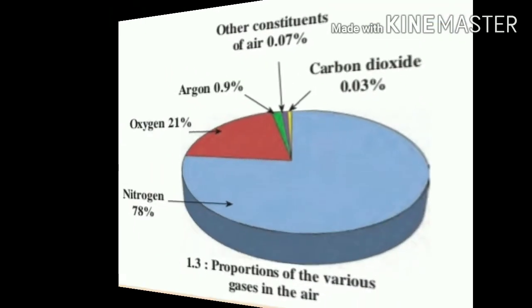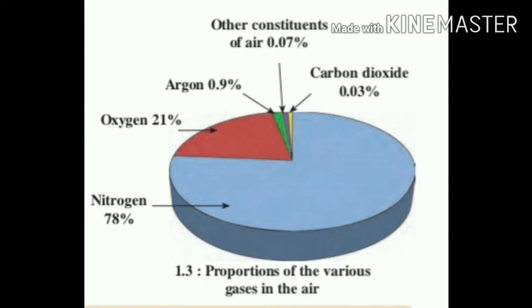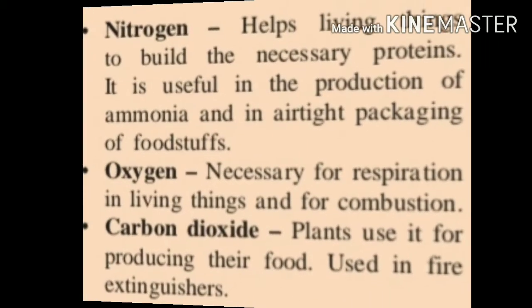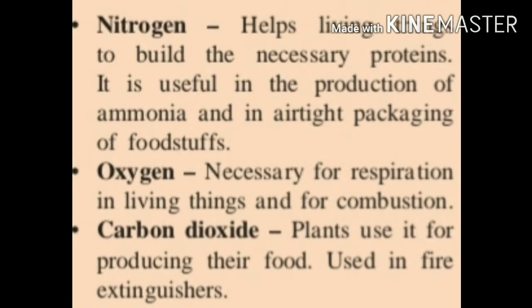The following diagram shows that nitrogen occupies 78%, oxygen 21%, argon 0.9%, carbon dioxide 0.03%. Dust particle, water vapor and other rare gases together make 0.7%. All these gases have different uses. Let us see some uses of these gases.